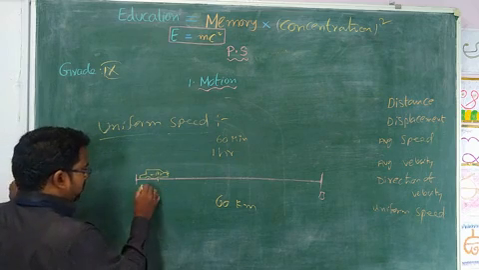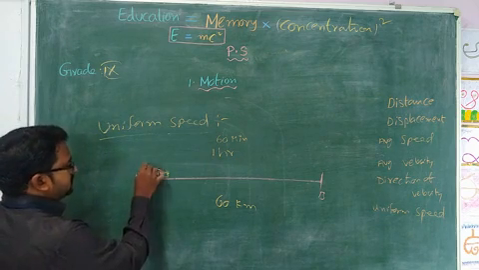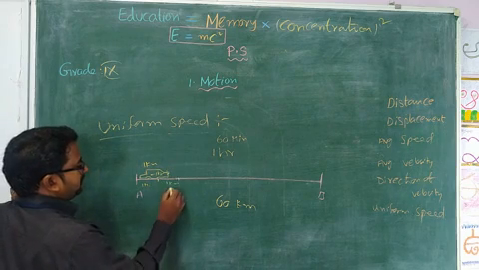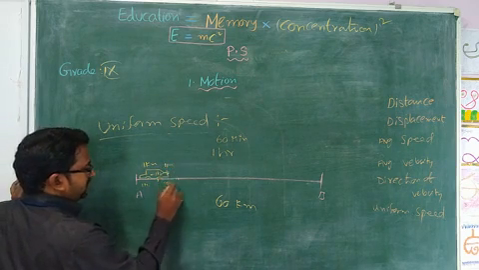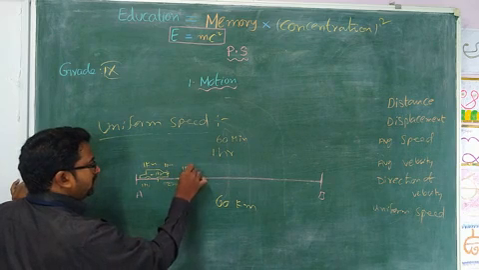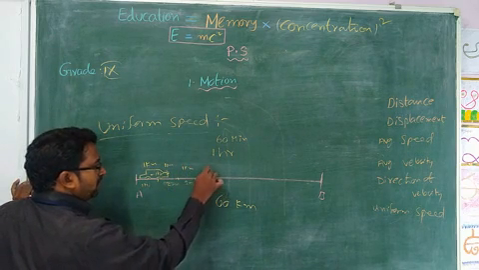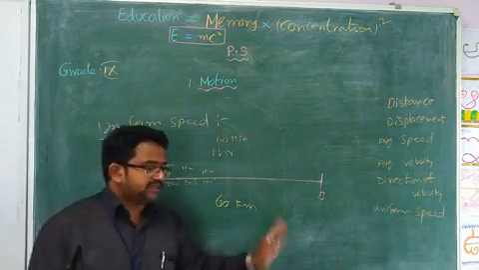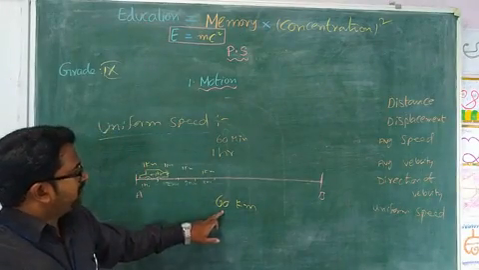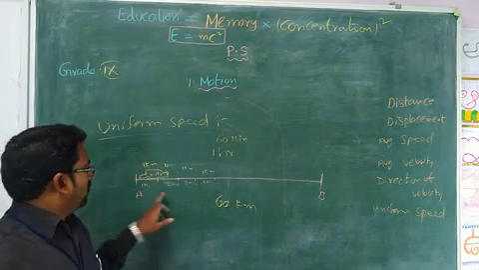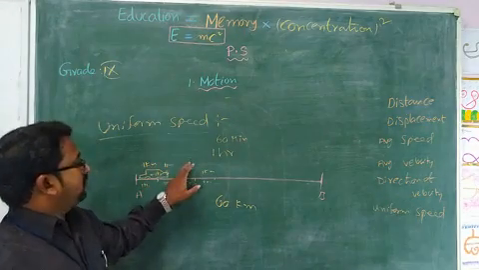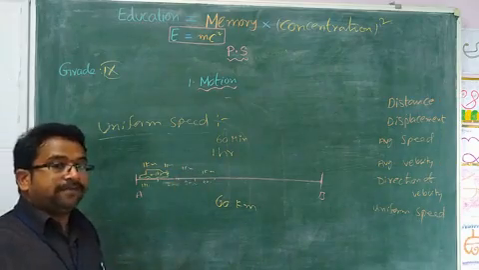So in the first minute it covers 1 kilometer. In the second minute also 1 kilometer. In the third minute also 1 kilometer. In the fourth minute also 1 kilometer. Fifth minute also 1 kilometer. Sixth minute, so like that. From this what do you understand? 60 kilometers, 60 minutes. 1 kilometer, 1 minute. Another 1 kilometer, 1 minute. Another 1 kilometer, 1 minute.